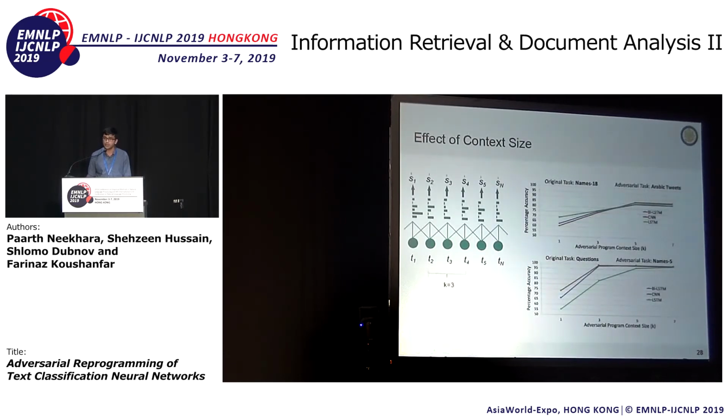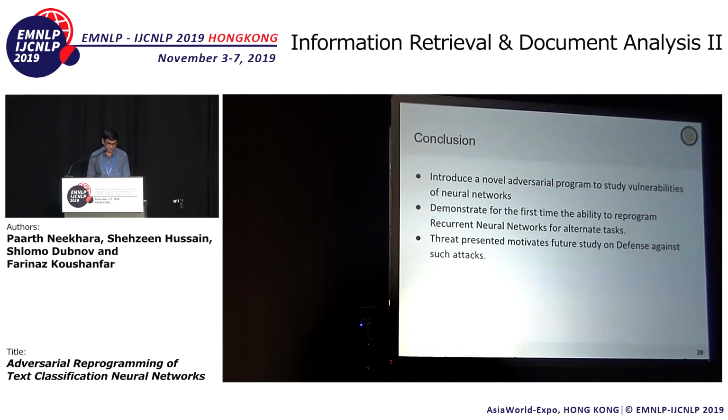Another experiment which we conducted was the effect of context size. As I explained, if we use a very simple reprogramming function, which is just a simple vocabulary mapping where the context size is 1, we don't get good accuracy. So it makes sense to use a larger context size. And for our experiments, we used a context size of 5.